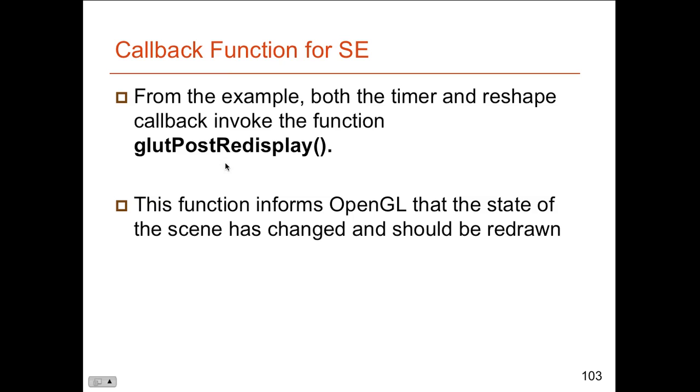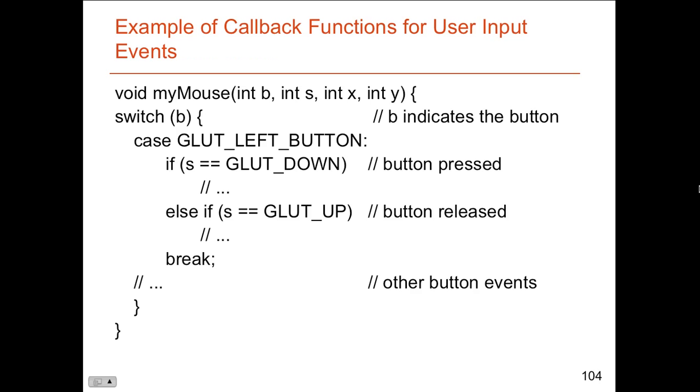And this is how you're going to do it. You can actually use a post redisplay to do it. So both the timer and the reshape callback invoke this function. And the function informs OpenGL that the state of the scene has changed, and you should redraw it. So redraw it. If you rotate it slightly and redraw it, that's where you're going to get that flicker.